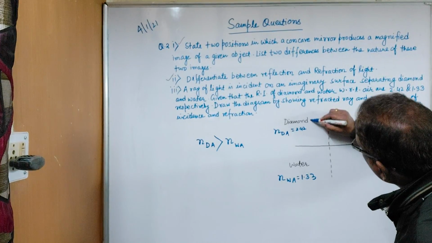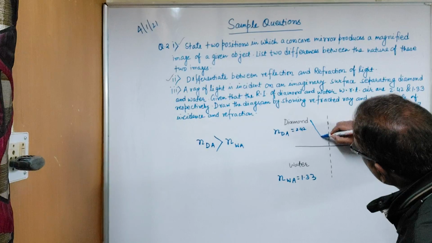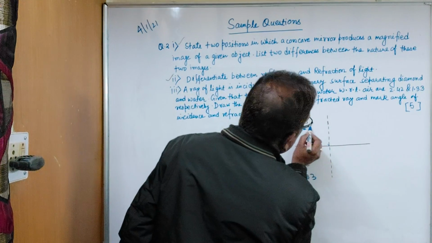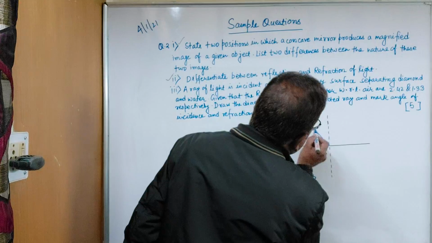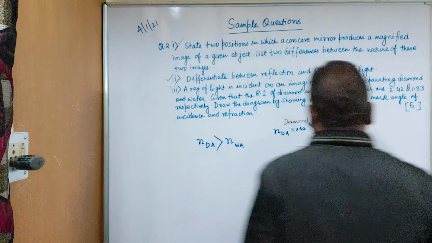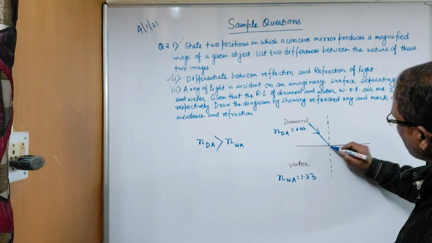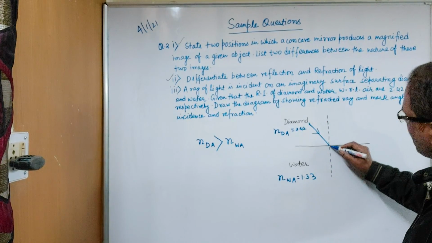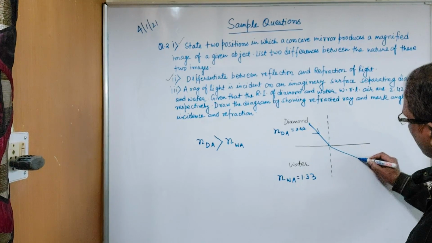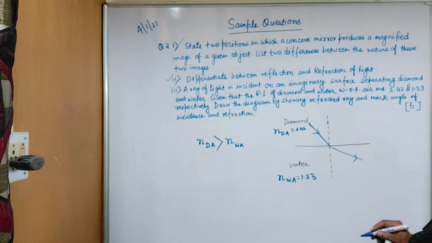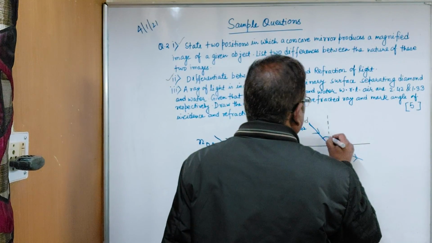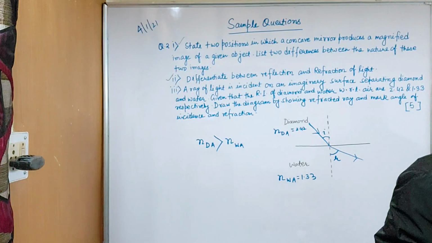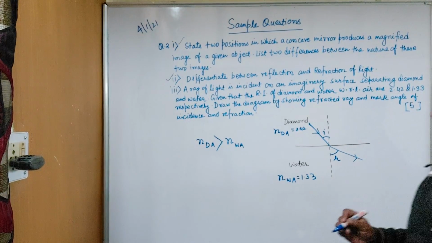So if a ray of light is incident, not a straight line, make it straight. Suppose this is the incident ray of light. So when a ray of light passes from a denser medium to a rarer medium, it moves away from the normal. So this ray will move in this direction. And here you have to mark the angle of incidence and angle of refraction. So in this way we have solved the third part also.